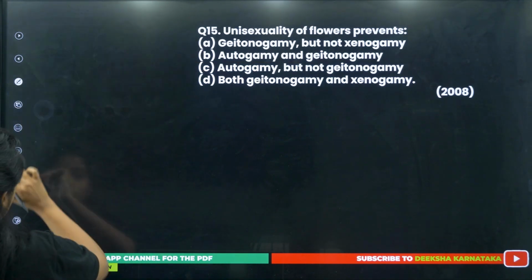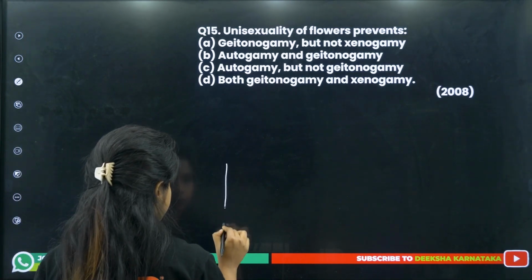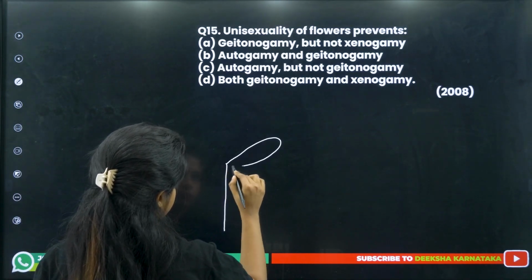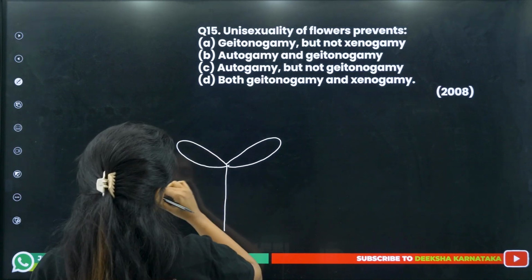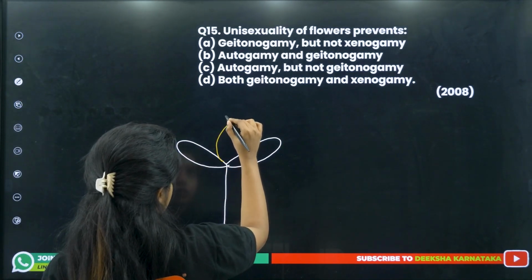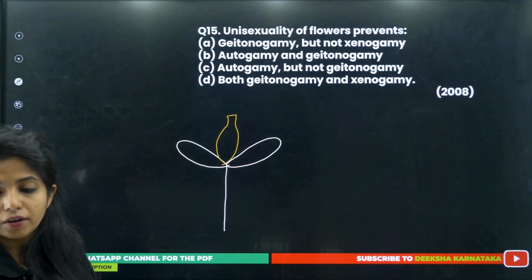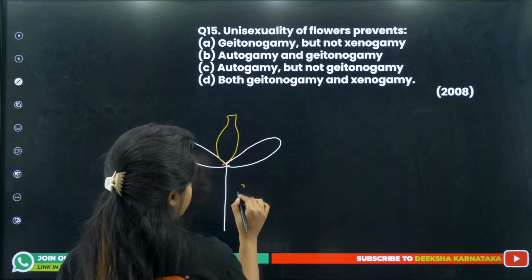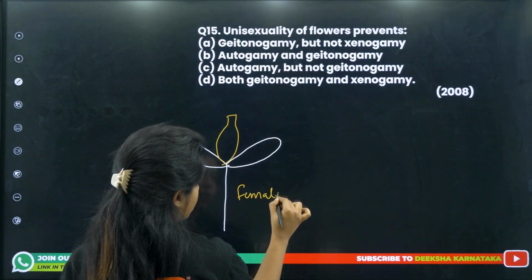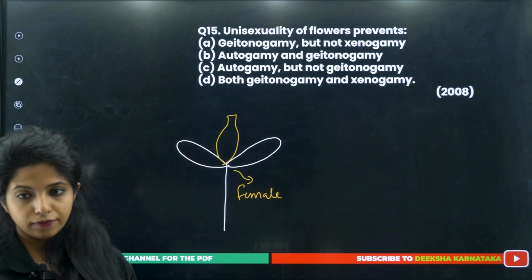Unisexuality of flowers. What do you mean by unisexuality? I have a flower. When I say it's unisexual, it just has one reproductive organ, either female or male. Over here I have made the female one. Okay, this is a unisexual flower.